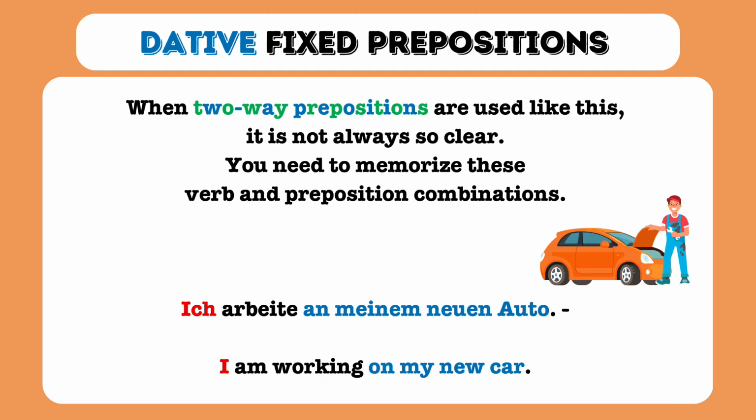You can obviously also use these two-way prepositions that we mentioned before with the dative case when combined with certain verbs. For example, ich arbeite an meinem neuen Auto. I am working on my new car. This one actually could be literally taken, so where are you working? I'm working at my new car, or working on it, like right next to it, but this one is kind of in the same category as the other ones.